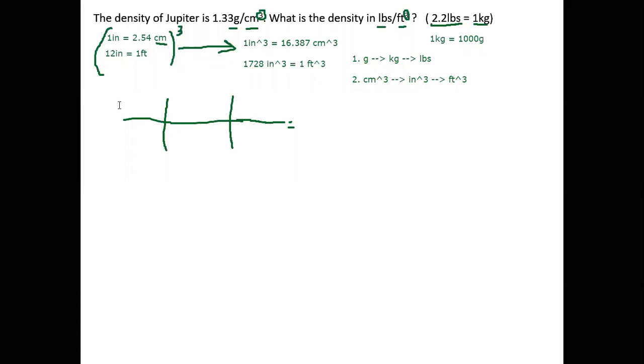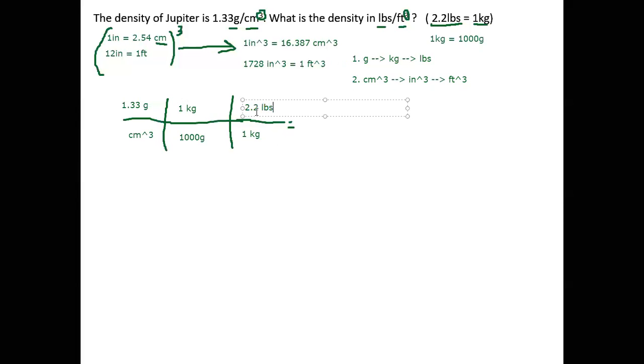So now notice when I write it, it's 1.33 grams, and I'm going to put centimeter cubed on the bottom. But we're not going to mess with centimeter cubed. So the first step, we want to go from grams to kilograms. In the next empty train track, we're going to put grams on the bottom and kilogram on top, because now we can convert grams to kilograms. The next train track, we're going to go from kilograms to pounds. So in our conversion factor, we're going to put the kilogram portion on the bottom and the pound portion on top.